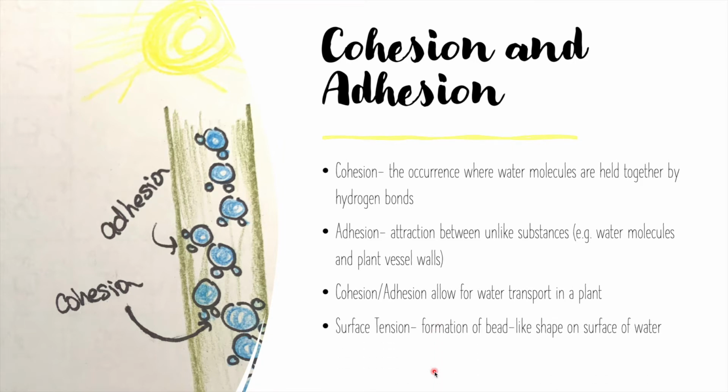Surface tension is the formation of a bead-like shape on the surface of water. You may have observed surface tension previously. When you fill a glass of water up to the rim, you will notice a dome-like shape forming. This is because of hydrogen bonding between water molecules, as the bead-like shape allows for maximum hydrogen bonding and greatest stability.